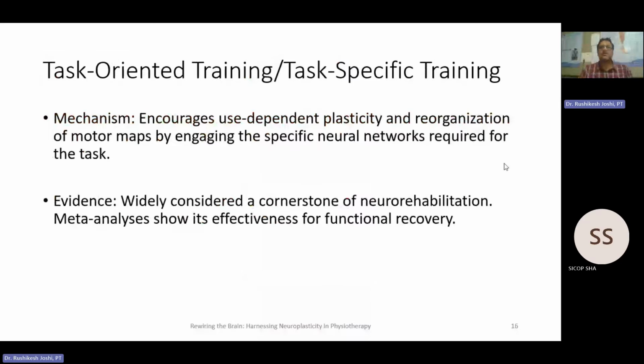Now, talking about task-oriented training or task-specific training. As I said, this approach is very important. You need to give specific tasks to the patient. Don't just give any random task, like lift the dumbbell, take the TheraBand, or hold the bottle. You have to give them a task. You can give them a bunch of newspaper and tell them, flip the newspaper and stack it up this side. You will flip the paper, they will stack up this side. So it is a specific training.